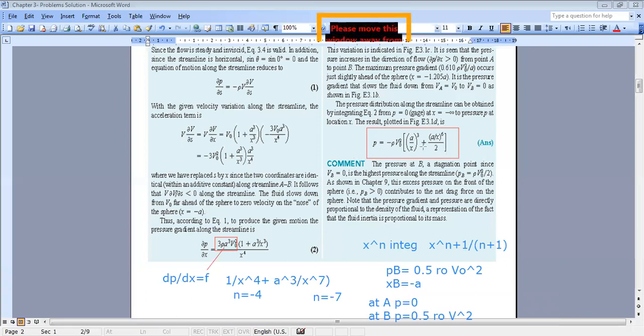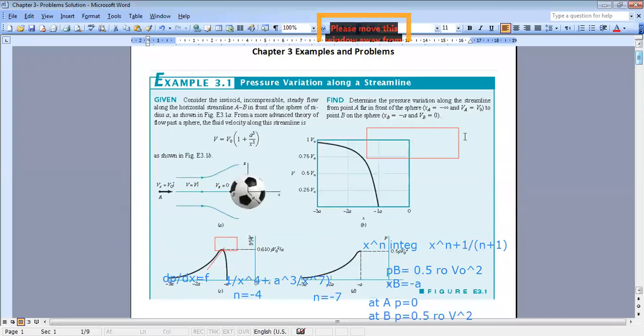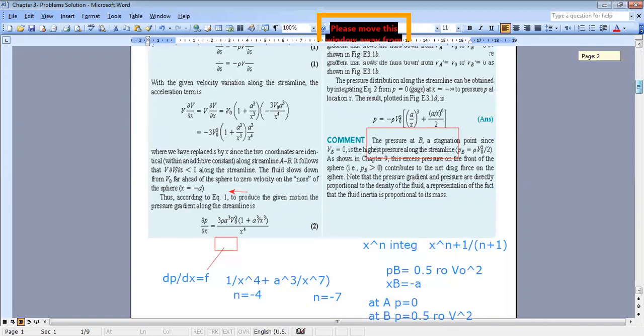Now to verify that it's working also for b, x of b is minus a, because if you go back to the figure, okay, this is your figure. You have x of a is minus infinity, and x of b is minus a, because the radius of the sphere is a, and b is on the negative side, so x of b is minus a. So if you replace in the equation x of b, you are supposed to obtain the same result as Bernoulli.